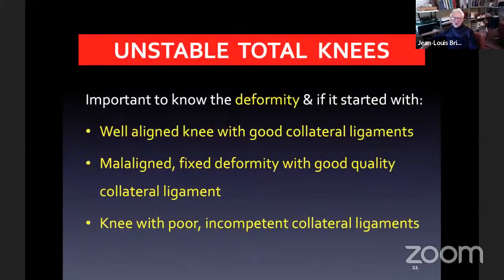Unstable total knee. I think it's important to know the deformity we had to start. And then we want to know if the ligaments were good, but the knee not well aligned. And then if you have incompetent collateral ligaments.